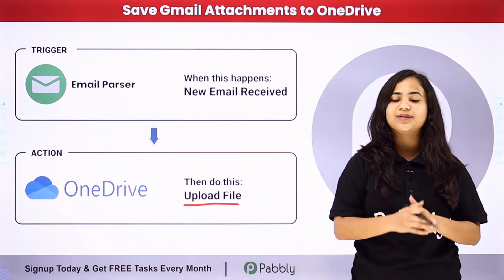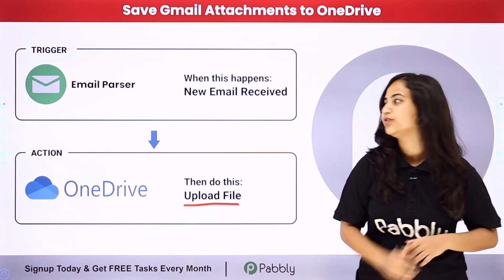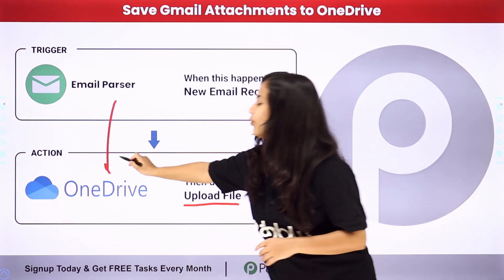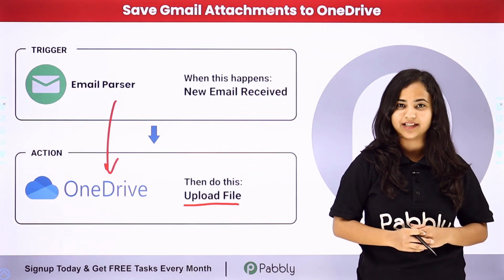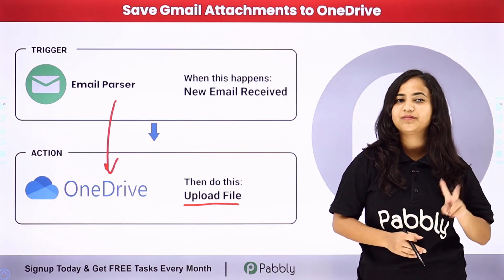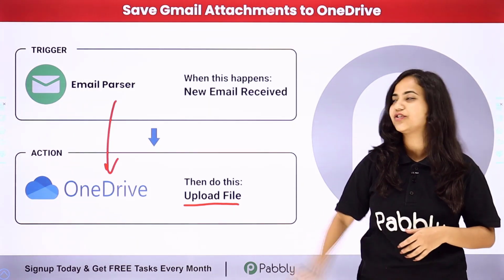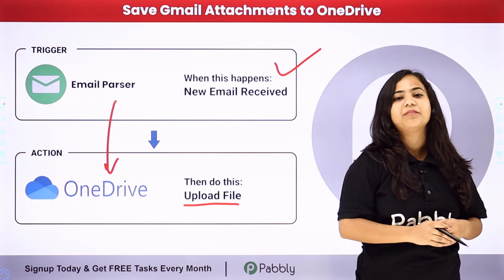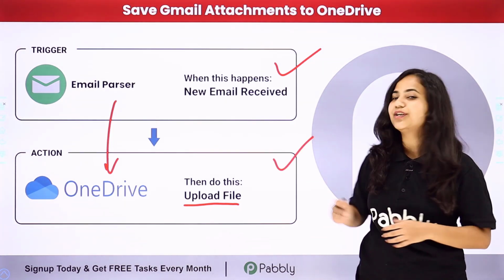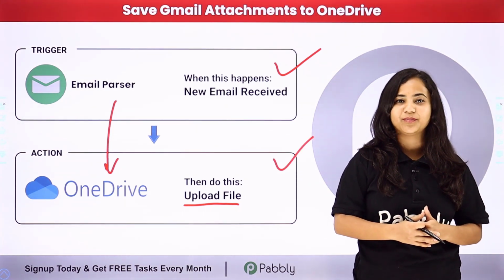And for that I'm simply going to create a connection between email parser and OneDrive with the help of Pabbly Connect. Pabbly Connect works on two principles. First is trigger and second is action. Here my trigger application is email parser and my action application is OneDrive. To learn how to do this, let me take you to my screen.